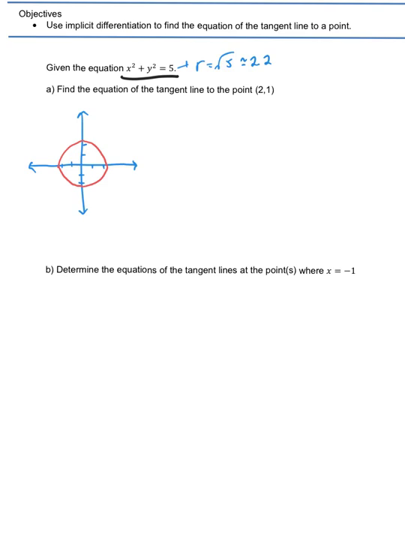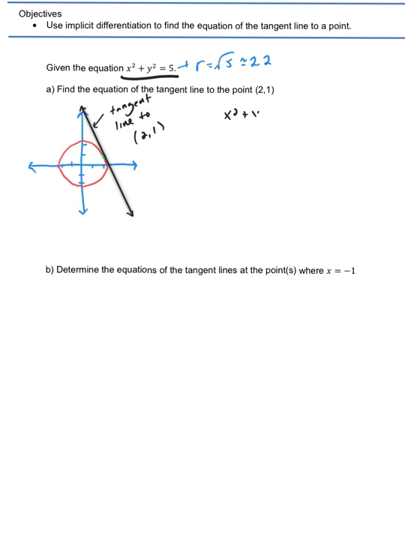And we're trying to find the equation of the tangent line to the point 2,1. The point 2,1 is right here. And so we're looking for the tangent line, which I've just drawn in there. So the tangent line to 2,1. So we need to figure out the slope of the tangent line at 2,1. And so to do that, we're going to need to take the derivative of this function.